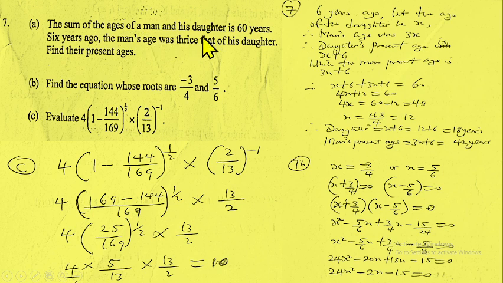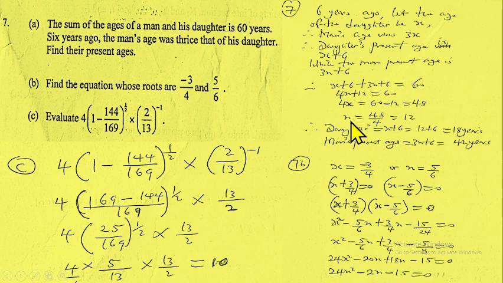And you can now go back to the first paragraph that says the sum of their ages is 60 years. So that means you have x plus 6 plus 3x plus 6 to give us 60. From there, you can collect like terms. x plus 3x will give us 4x. Likewise, 6 plus 6 will give us 12, equals 60. Then you have 4x equals 60 minus 12, and that should give us 48.